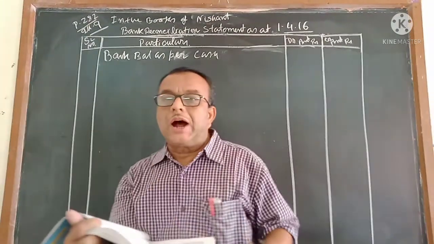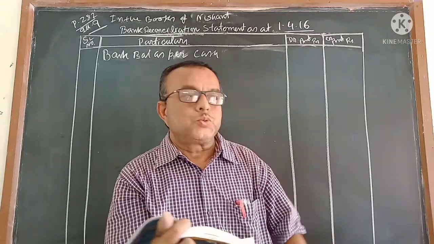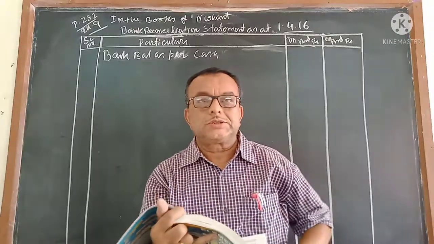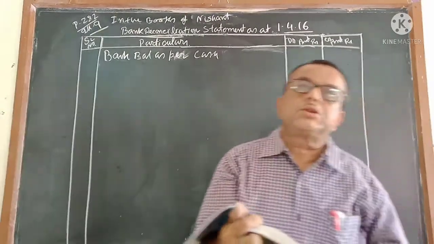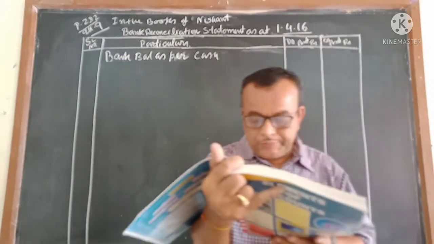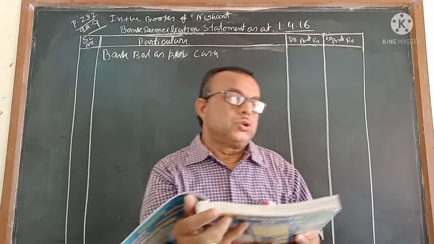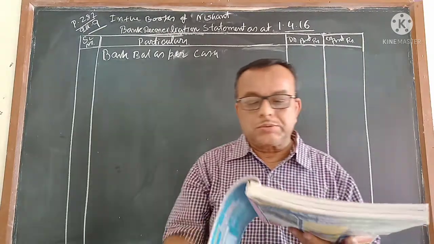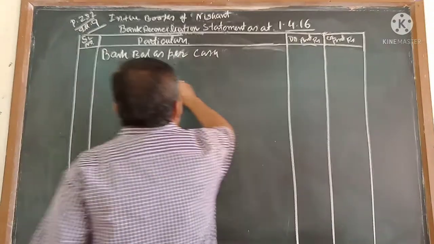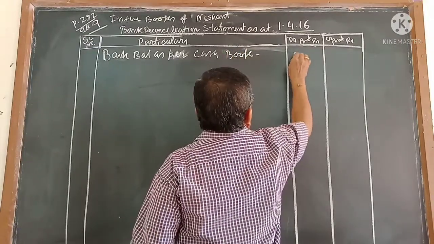Now, while you start writing the bank balance as per cash book or bank balance as per passbook, at that time don't take the opening balance. Start with the closing balance. Closing balance of the cash book and closing balance of the passbook. Out of that, any one you can take. The closing balance of the cash book is 8,400 and the closing balance of the passbook is 6,380. So we will start with the closing balance of the cash book, which is 8,400. We will write here: bank balance as per cash book, 8,400.